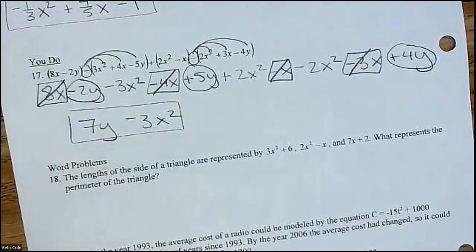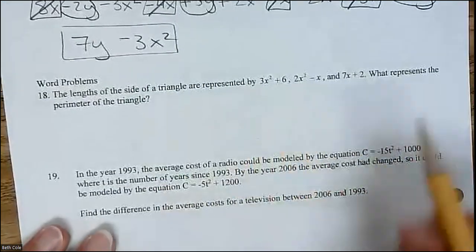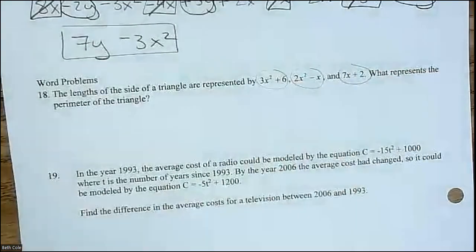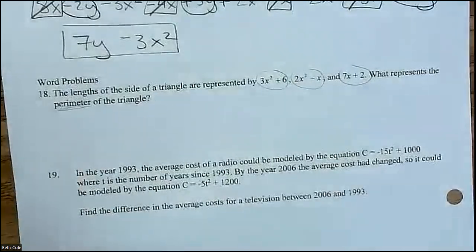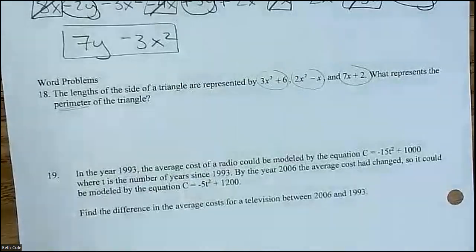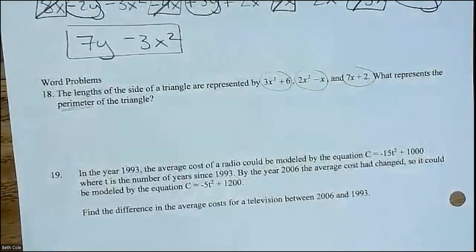Now the last two are word problems. What that means is that you have to read. But listen, the mathematics is not different. You just have to read, okay? The lengths of the sides of a triangle are represented by this, this, and this. So imagine a triangle, those are the lengths. What is the perimeter? What is a perimeter? Outside. So you just add up all the outsides. All you're gonna do is add these together. That's it. So let's add them together.